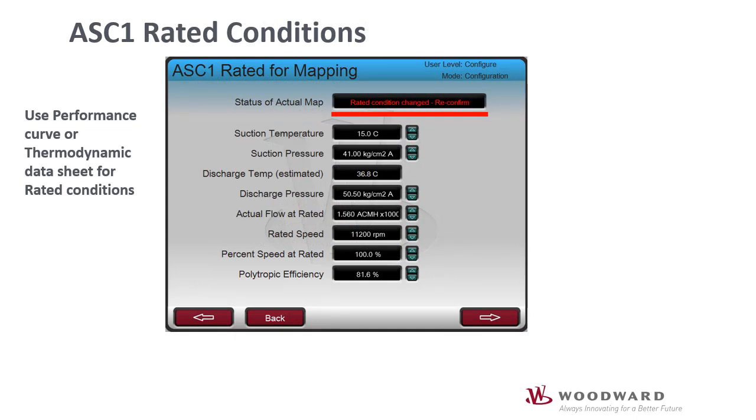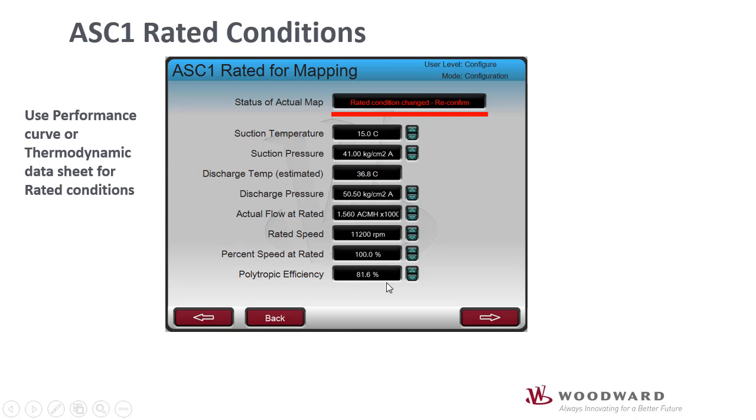Next is the rated condition. The rated condition we enter from the thermodynamic datasheet or the compressor map at the point where you see a dot or circle. If you refer to the compressor map, you can enter suction temperature and pressure; discharge temperature is calculated internally, so you don't need to enter that. Discharge pressure, actual flow at rated condition, rated speed. Normally, unless defined differently, rated speed is considered 100% speed.